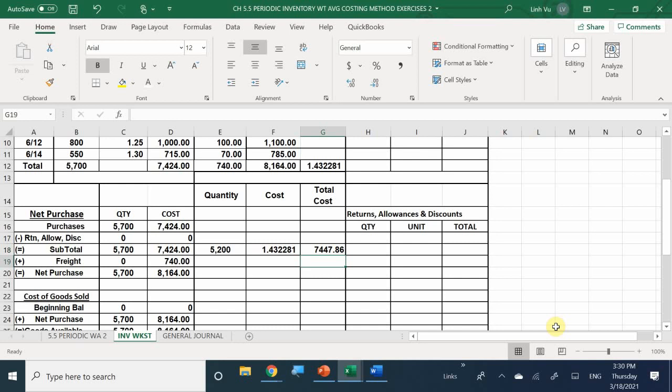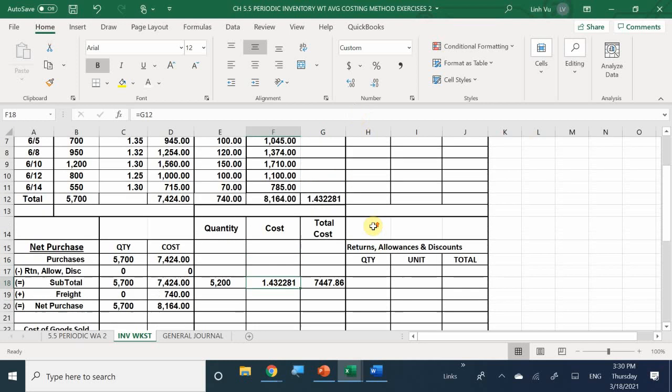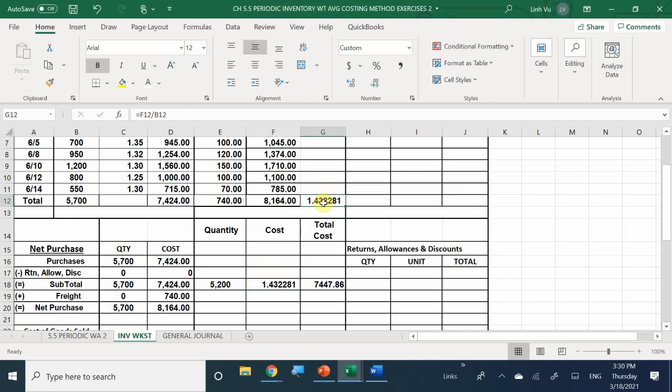7,400, and what was the last numbers that you got? Wait a minute. No, you know what? 7,447.86. Okay, so remember, you don't want to round this number at all. Don't punch it in, cell reference it, because if I keep expanding, this number is going to keep going on and on. If you just type it in, 1.432280, you will get a number that's off. Okay.